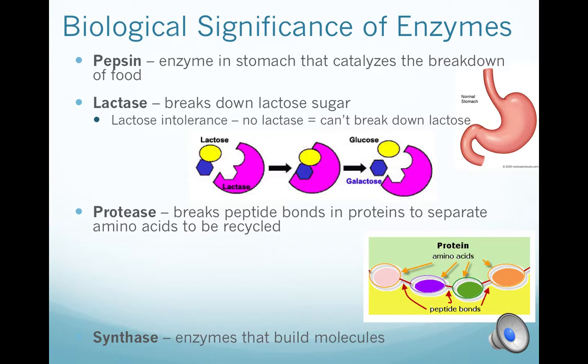Well, here's some enzymes that are really important. Pepsin is the enzyme in your stomach that's going to break down food. So it catalyzes the breakdown of food. It speeds up the breakdown of food. Lactase in your body is what breaks down lactose sugar. For example, people who do not have the lactase enzyme in their body, we call them lactose intolerant.